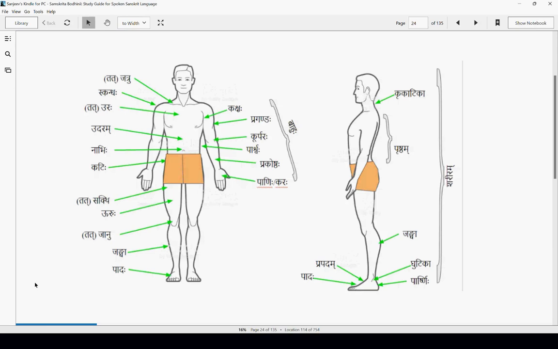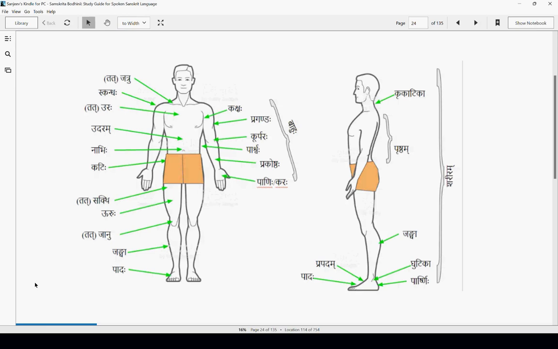That's the upper part of the spine. Yeah, it is actually the back of the neck. Back of the neck. Okay. Prishtham. That's the back. Yeah. And Jangha. Jangha is already there. Yeah.